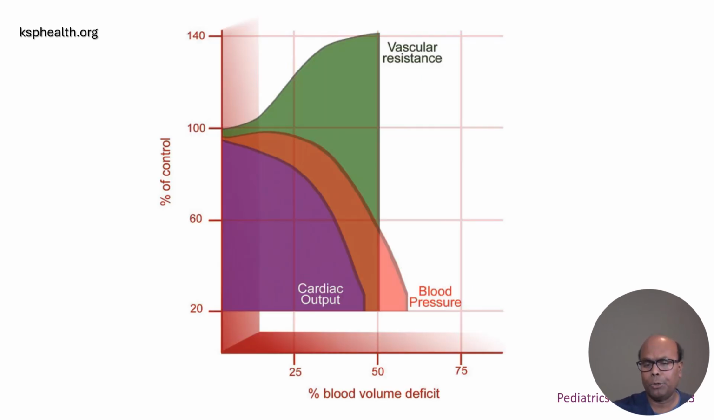This particular slide shows that in hemorrhagic shock, even up to 25% volume loss does not affect the blood pressure. Blood pressure is maintained, of course, at the expense of increased vascular resistance and decreased cardiac output. But if you rely on blood pressure alone, it will give a false hope.